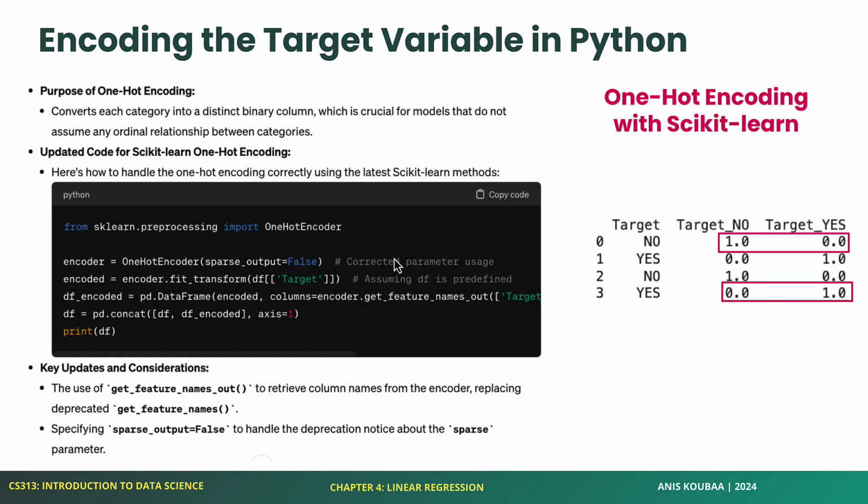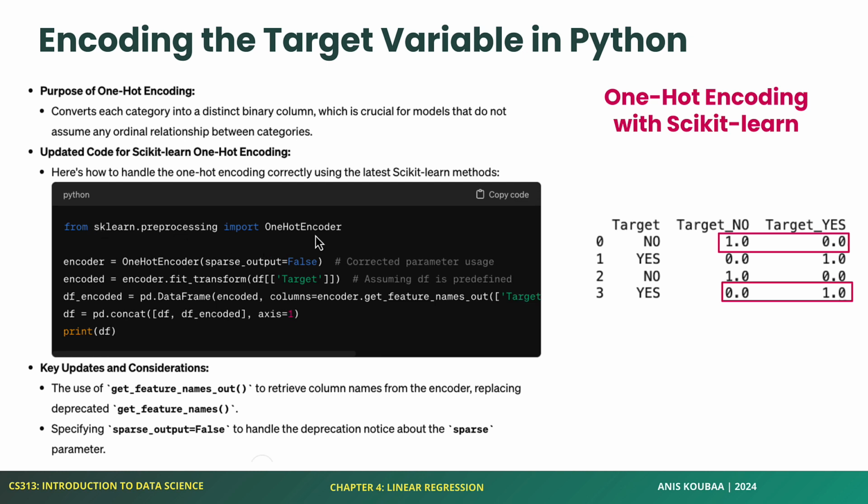If you want to do one-hot encoding, you can do it with scikit-learn. Scikit-learn is a library in Python that allows you to perform different types of machine learning operations. The purpose of one-hot encoding is to convert each category into a distinct binary column or vector, which is crucial for models that do not assume any ordinal relationship between categories. And this is how we do it.